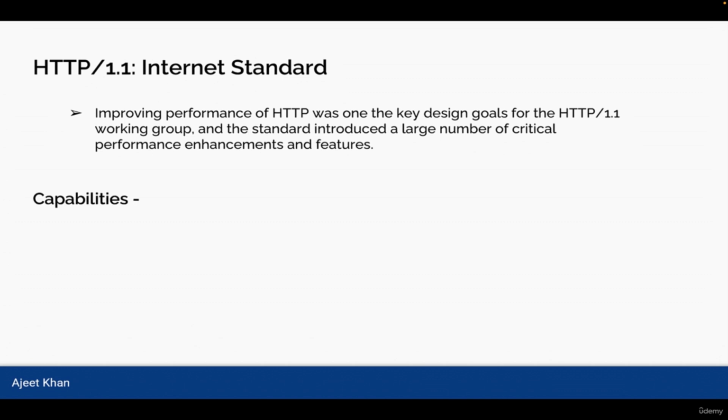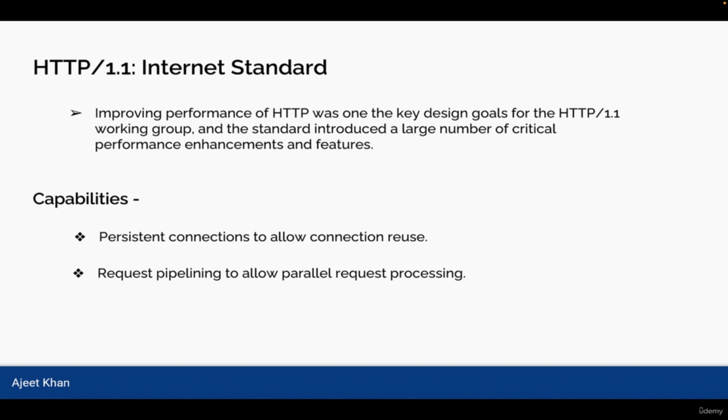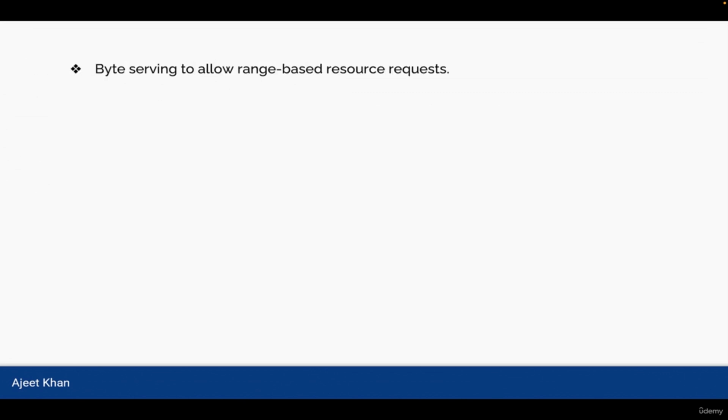Here are the capabilities of HTTP 1.1. It can have persistent connections to allow connection reuse. That means the same connection can be used for multiple requests, and it is persistent. The request pipelining to allow parallel request processing. That means multiple requests can be sent together for parallel processing. Chunked transfer encoding to allow response streaming. Byte serving to allow range-based resource request. Improved and much better specific caching mechanism.